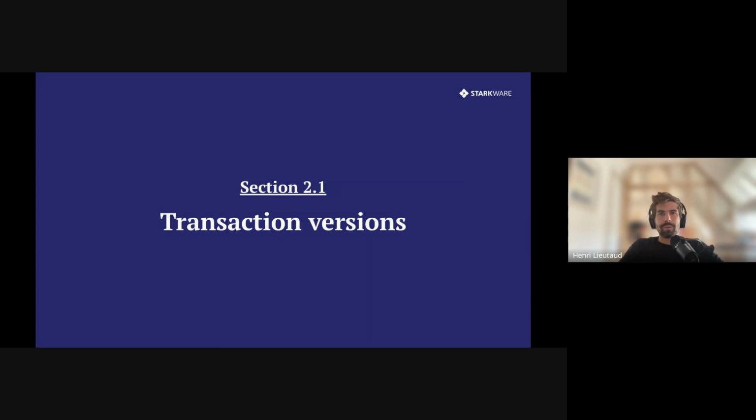So I'm just going to keep going with the presentation on transactions. I'm going to talk about transaction versions. This part I added recently.